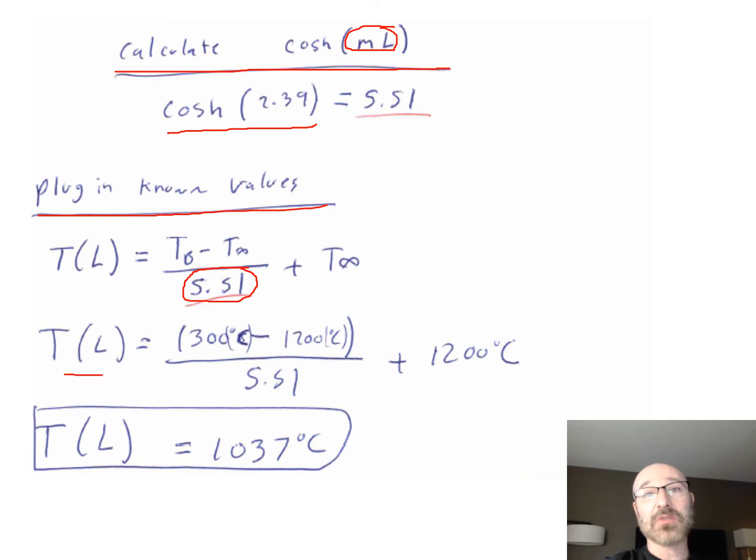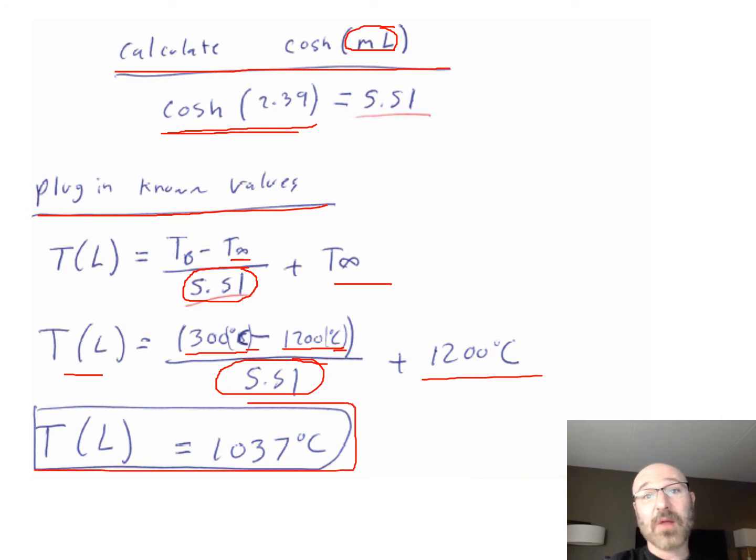So T of L is equal to, when I plug in for my T sub B, the temperature at the base of the fin right there, 300 degrees Celsius. My surrounding fluid temperature is given to me as 1200 degrees Celsius. And I also have now that 5.51 down there on the denominator for my hyperbolic cosine of 2.39, plus T infinity again, or T infinity is 1200 degrees Celsius right there. Everything is in Celsius, so that double checks. So T of L is equal to 1037 degrees Celsius. So that gave us our answer for the first part of the problem there for T of L.